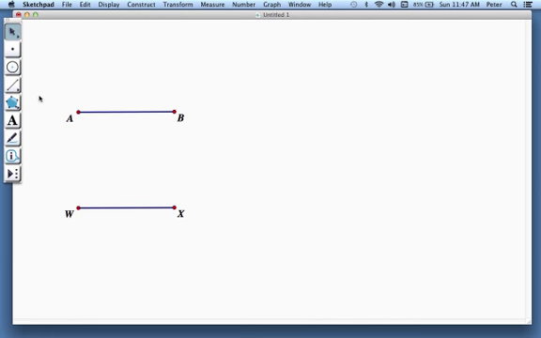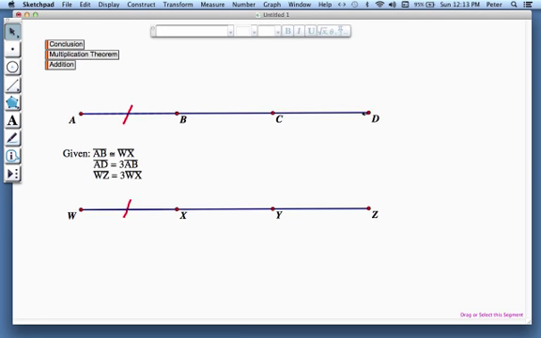Suppose I was given two segments, AB and WX, and let's say we knew that AB was congruent to WX. Now imagine I extended AB out to point D and I extended WX out to point Z such that AD was 3 times AB and WZ was 3 times WX. What conclusion could you draw? Pause the video for a moment and draw a conclusion.